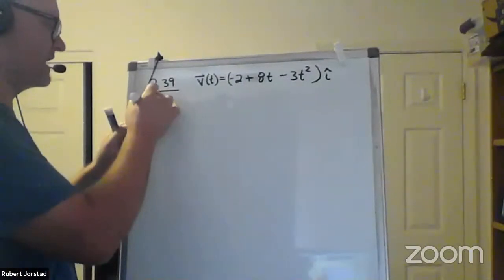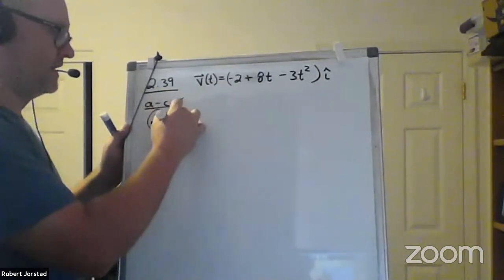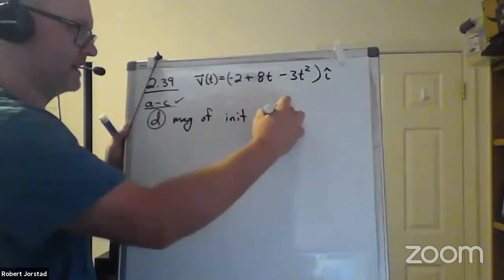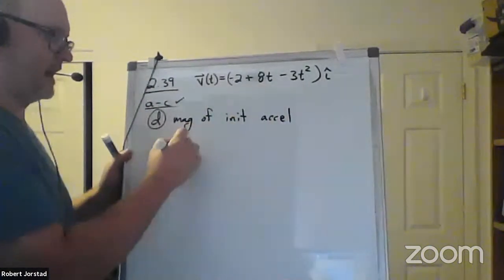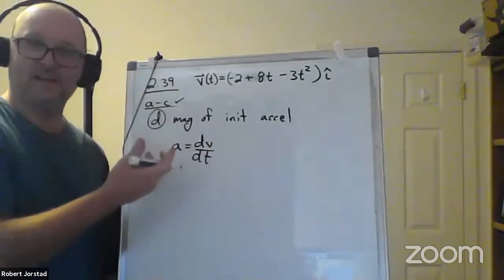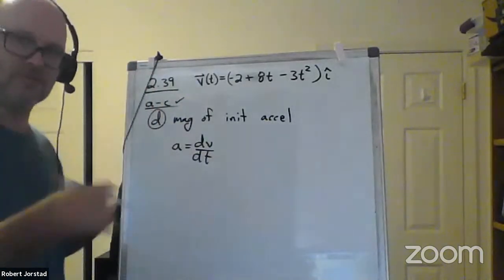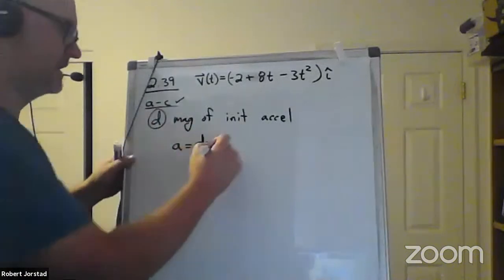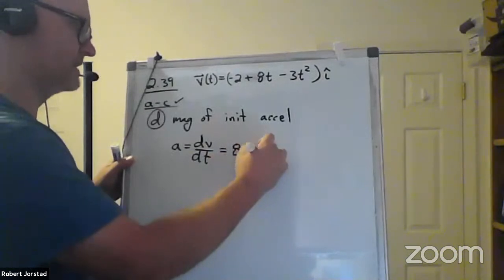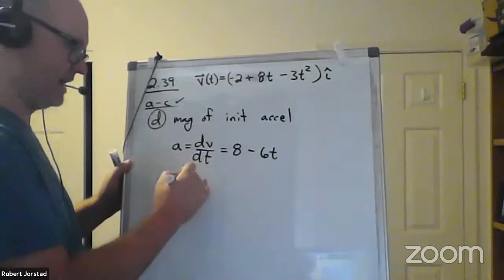So we already did parts A through C. Part D says magnitude of initial acceleration. Well, from there, I know that a is equal to dv/dt, and I'm going to be sloppy with the arrows. You're supposed to know the arrows, the i-hats, the units are all there, but in order to get through these quickly and fit them on a board, we have to do this. So we said, what was this? Take the derivative. I think that was 8 minus 6t. And so, when you plug in t equals 0, you're right.